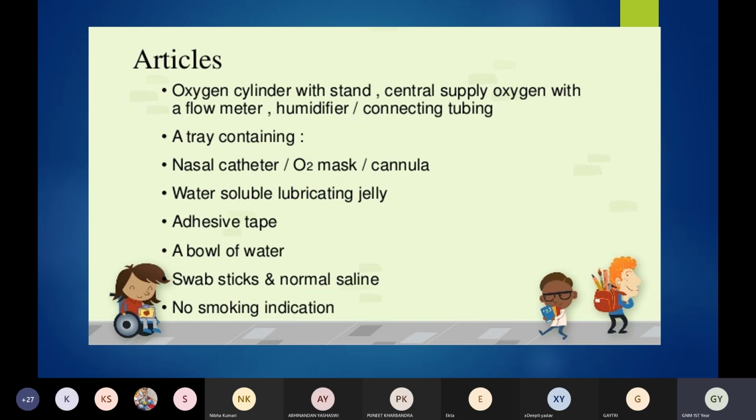So what happens is, if there is a spark or any smoke, oxygen will react with the spark, okay, and then there can be fire. So that is why a no smoking indicator should be there, so that family members or any staff there should not smoke near the patient who is getting oxygen.